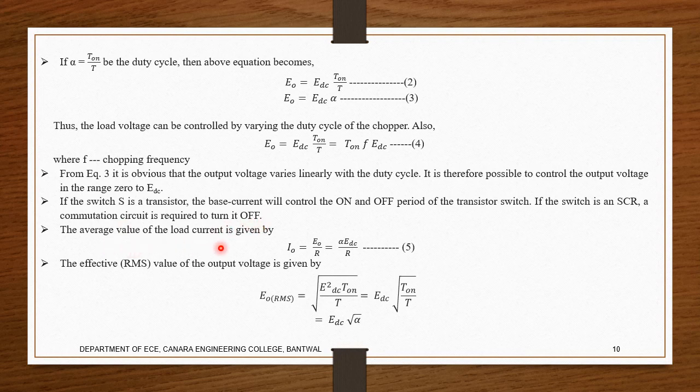The average value of the load current is given by I naught equals E naught by R. What is E naught? Alpha into EDC. From this we can say that the effective RMS value of the output voltage is given by the square root of EDC squared into T on divided by T, or I can take EDC outside and make it the square root of T on by T. What is T on by T? It is none other than alpha. We can observe it from this equation. So E naught RMS equals EDC into the square root of alpha.